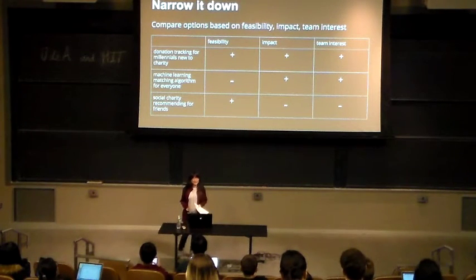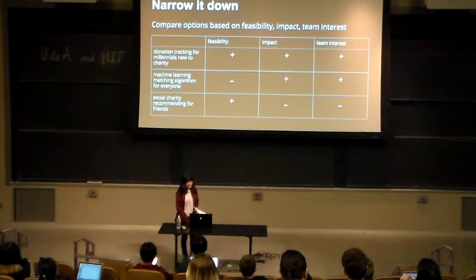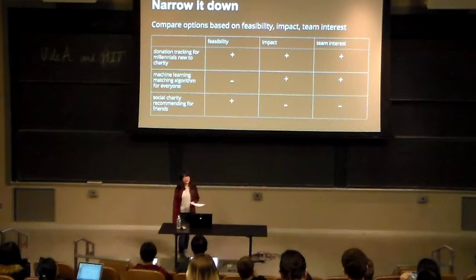So these are just some examples, like pluses and minuses. You can come up with pros and cons. So maybe in the end, you see that donation tracking for millennials new to charity is the one that has the most positive points in all areas.